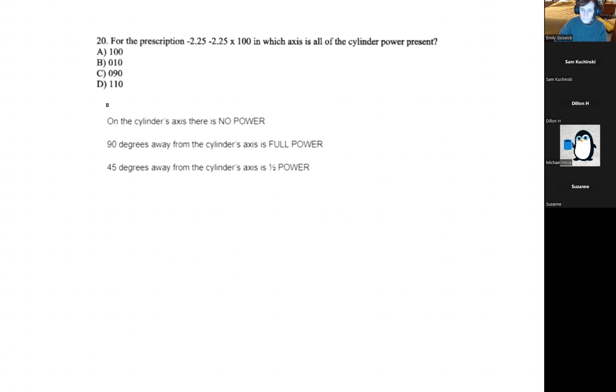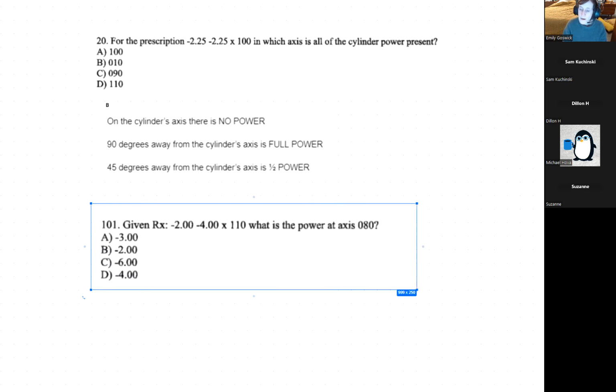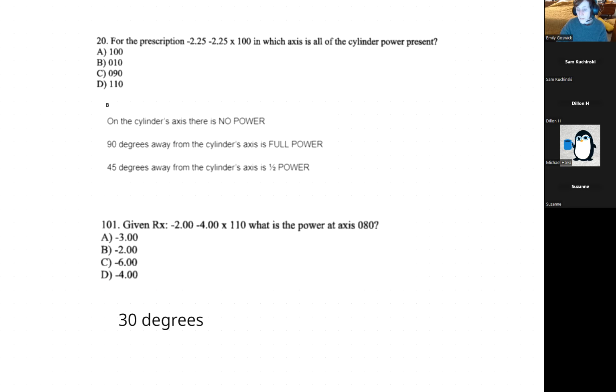All right, so this question says, the given Rx of -2, -4 at 110, what is the power at the axis 80? Okay, so we need to remember this above about where the power is likely to fall. So the confusing thing about this is it's 30 degrees away. Okay, because if we subtracted 80 from 110, it's going to be 30 degrees.